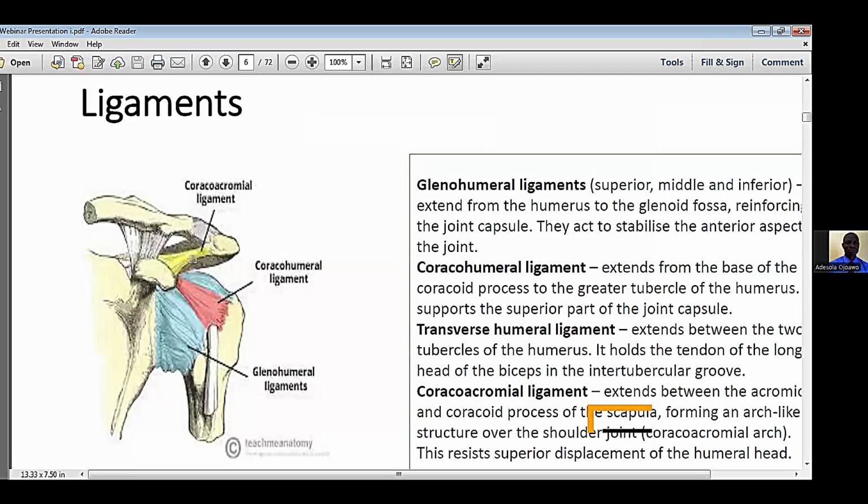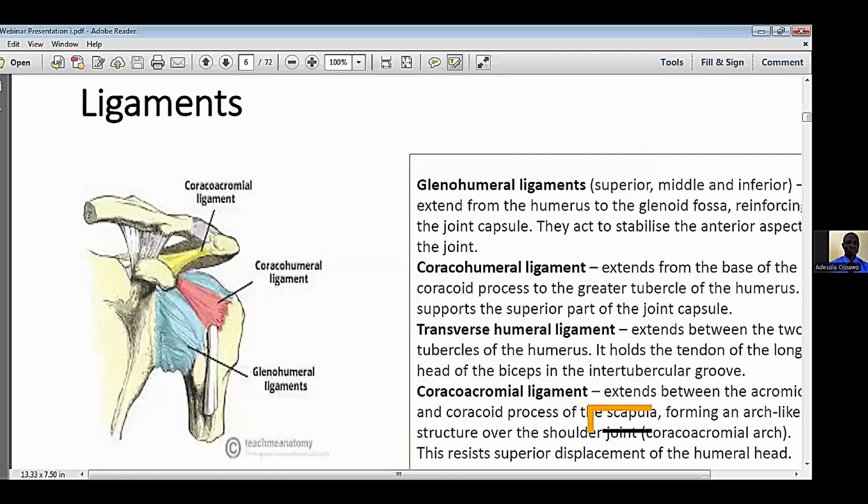And that's why it forms what's called an arch. This is the arch that you are seeing. This arch serves as a cushion that doesn't allow the head of the humerus to dislocate superiorly or posteriorly. It serves as some kind of ceiling that is sealing the thing back. So we call it the coracoacromial ligament. Those are some of the strong ligaments that we have in the shoulder.